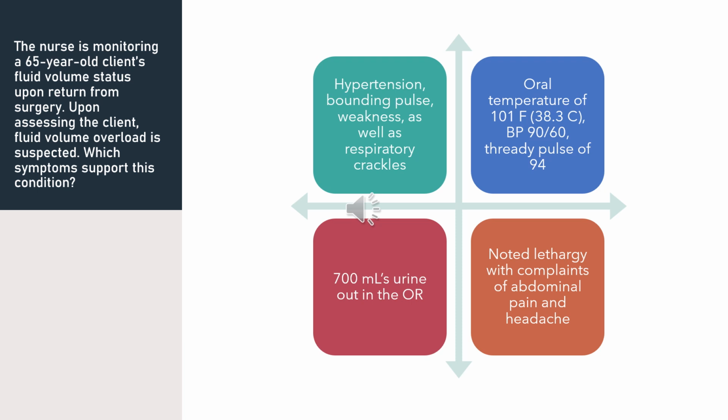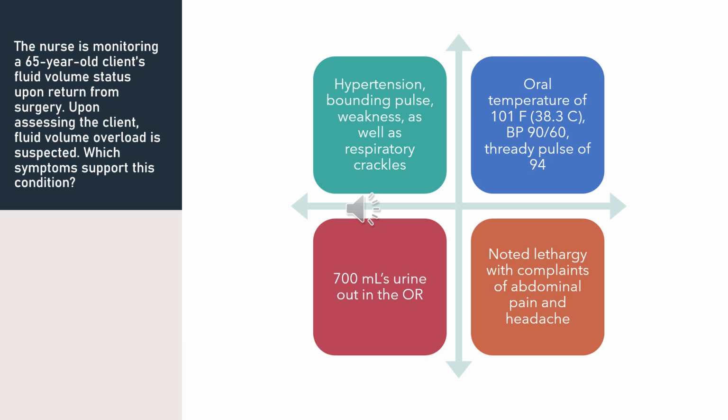2. Oral temperature of 101 degrees Fahrenheit or 38.3 degrees Celsius. Blood pressure of 90/60, pulse of 94. 700 mLs of urine out in the OR. Is number 3. And then number 4 is noted lethargy with complaints of abdominal pain and headache.